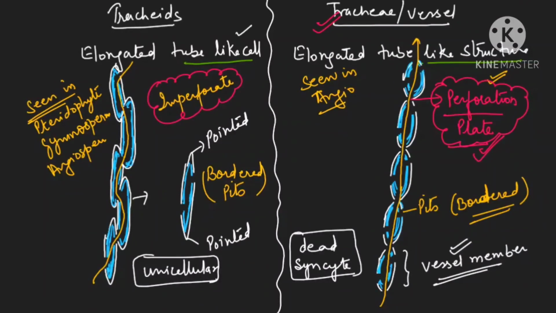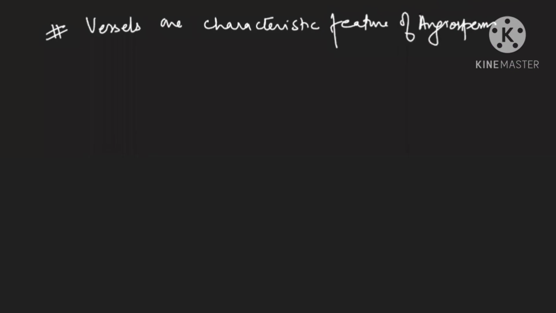So now let me give you another concept. Vessels are a characteristic feature of angiosperms. This is again a very important line of NCERT. But now I'm giving you a few points with respect to the competitive exams. I'm writing it as an additional point. Try to understand it.